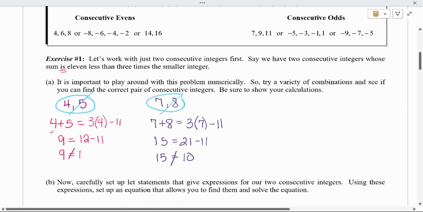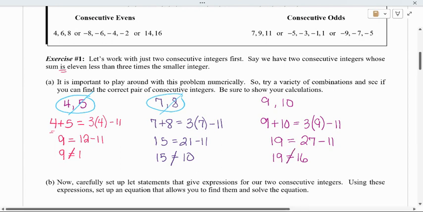What do you want to try next? I think we need to go bigger, like maybe 9 and 10. Okay, let's try 9 and 10. So their sum, 9 plus 10, is equal to 3 times the smaller number, which would be 3 times 9, minus 11. 19 equals 27 minus 11. So does 19 equal 16? Does that one work?